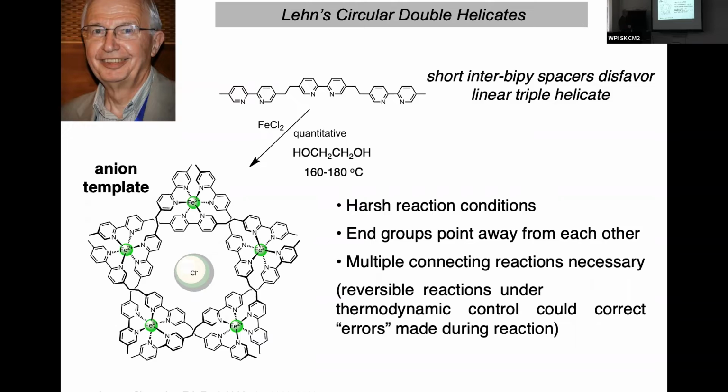Then, as we've mentioned, you need to have multiple connecting reactions. And that means that these have to go either in very, very high yield, or if a mistake is made, for example, this group connects with another molecule, you have to have reversible reactions so that you can correct those errors during the reaction. And the reaction will proceed under thermodynamic control to give you the most favorable structure that you designed to be your knot.